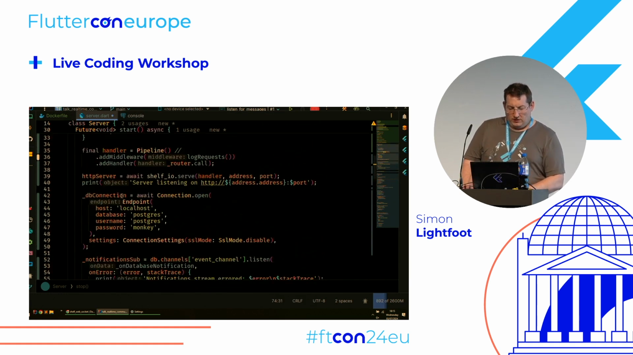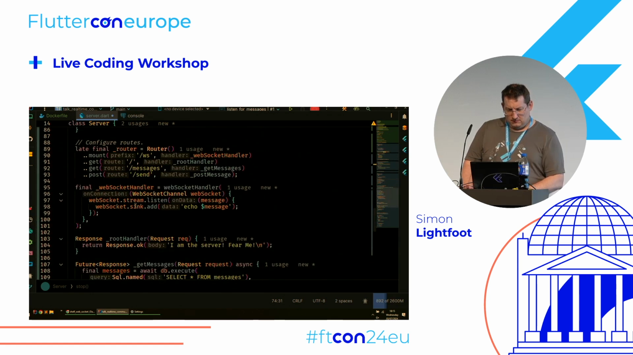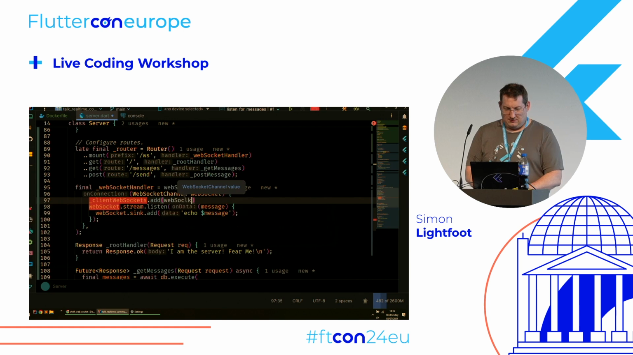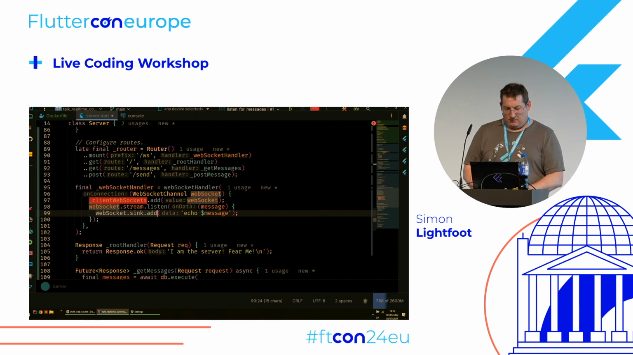Okay, so when someone connects, we're not going to pay attention to whatever they're sending us. We're just going to have receive only right now. You could obviously set that up, just listen to the stream. Nothing that we actually need to care about right now. So when it comes in, we're just going to add that WebSocket to our list. And then when we get an update from the database, we're going to push it down to the app.